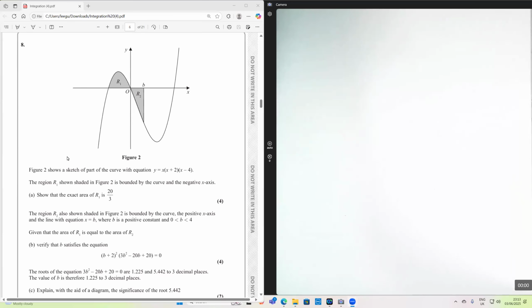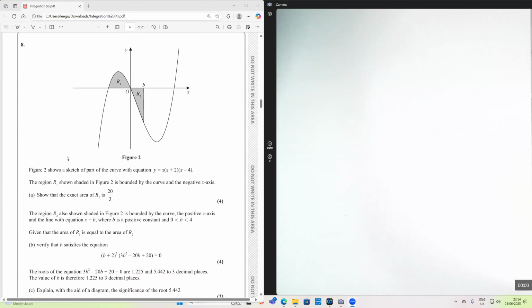So it says the region R2, also shown shaded in figure 2, is bound by the curve, the positive x-axis and the line with the equation x equals b, where b is a positive constant and b is less than 4 but greater than 0. Given that the area of R1 is equal to R2, verify that b satisfies that equation.